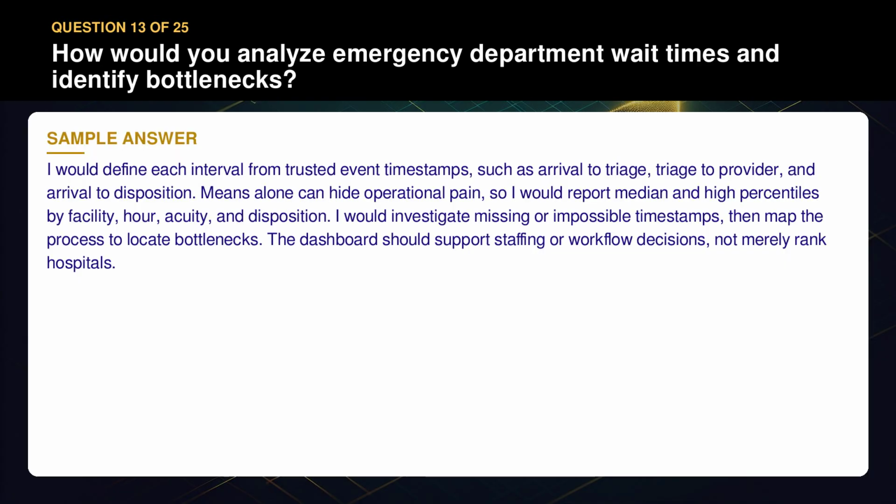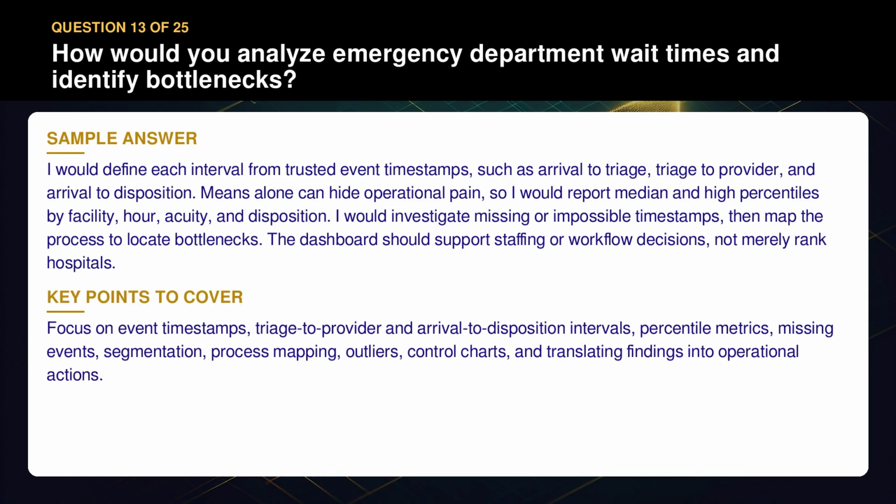I would define each interval from trusted event timestamps, such as arrival to triage, triage to provider, and arrival to disposition. Means alone can hide operational pain, so I would report median and high percentiles by facility, hour, acuity, and disposition. I would investigate missing or impossible timestamps, then map the process to locate bottlenecks. The dashboard should support staffing or workflow decisions, not merely rank hospitals.